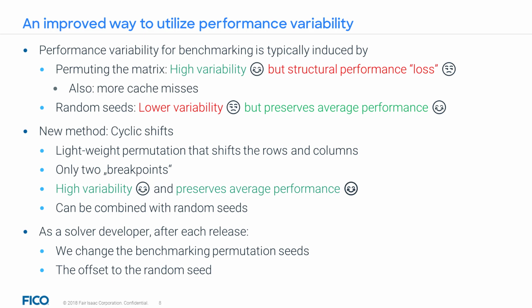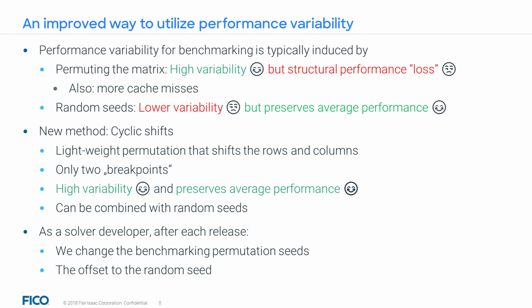There is a recently described method of using a special kind of permutations, namely cyclic shifts. Permutations of the instances are not generated completely randomly, but just by inducing one breakpoint on the rows and one on the columns, then shifting the whole matrix cyclically by this particular offset. This combines the advantages of the two previously mentioned methods and is therefore a good way of inducing performance variability.